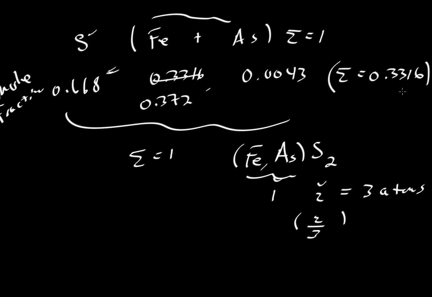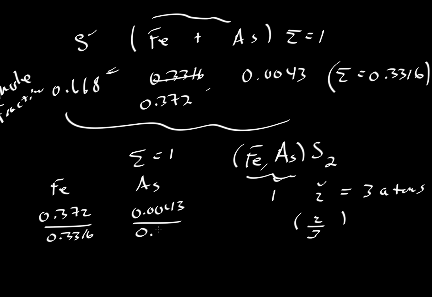They sum to 0.3316. So what if we take the amount of iron that we get, 0.3272, and divide it by 0.3316. So we're going to renormalize. Do the same thing for arsenic. Arsenic is 0.0043, and we'll divide that also by 0.3316. Then the value we get for iron is 0.9868, and then the value for arsenic is 0.01319.